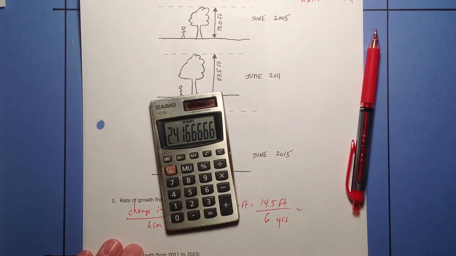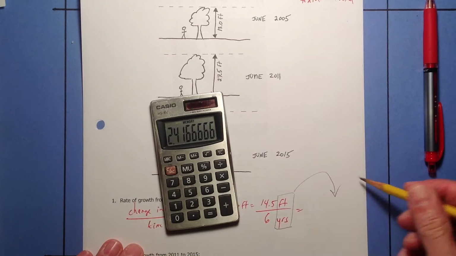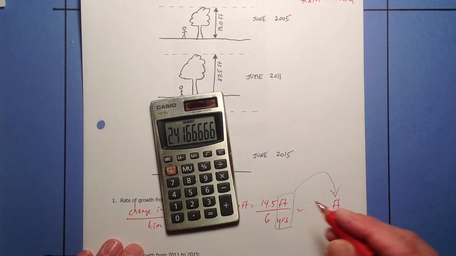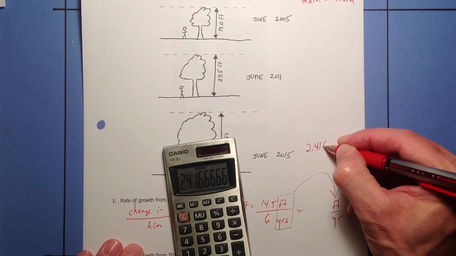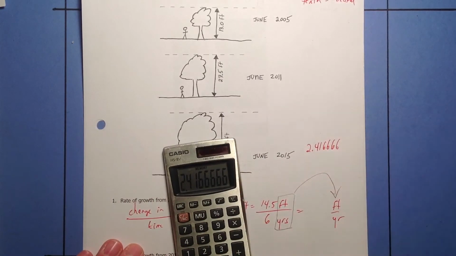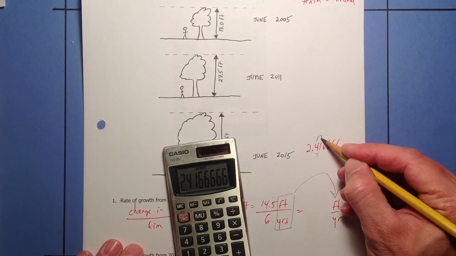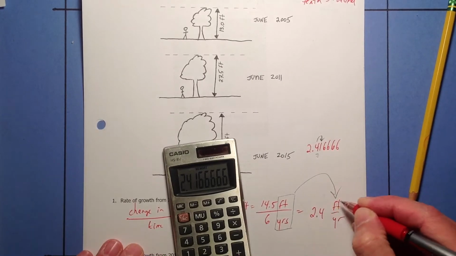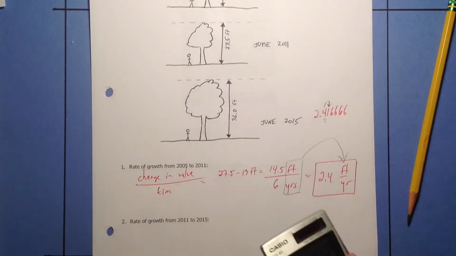So then I do that, divided by 6. Oh, wait, first, you're right. I know what you're thinking. Don't you want to do the units first so that you don't forget? That is exactly true. Your answer will be in feet over years, or feet per year. And then if you look at that, it is 2.41666, but I'm only interested in rounding to the tenths. Does the 4 stay a 4 or become a 5? The 1 right there will make it stay a 4. Answer, 2.4 feet per year is what it is growing during that time frame.